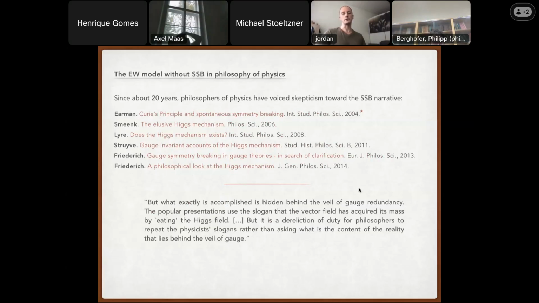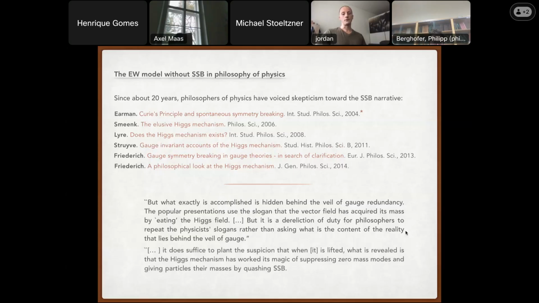You know my sentiments about this interpretation, but it is a direction of duty for philosophers to repeat the physicist slogan rather than asking what is the content of the reality that lies behind the veil of gauge. And later in the same paper, he says it does suffice to plant the suspicion that when it is lifted, the veil of gauge, what is revealed is that the Higgs mechanism has worked its magic of suppressing zero mass modes and giving particular mass by quashing SSB, spontaneous symmetry breaking, right? And he said that confirming the suspicion or putting it to rest required detailed calculation, not philosophizing.